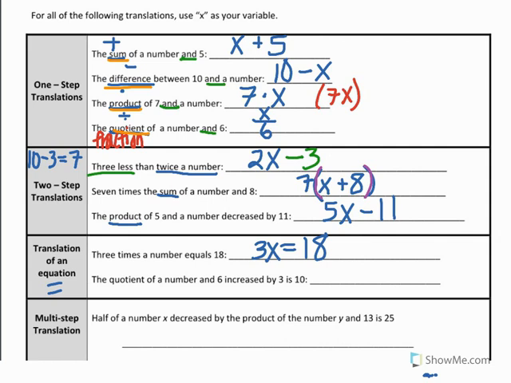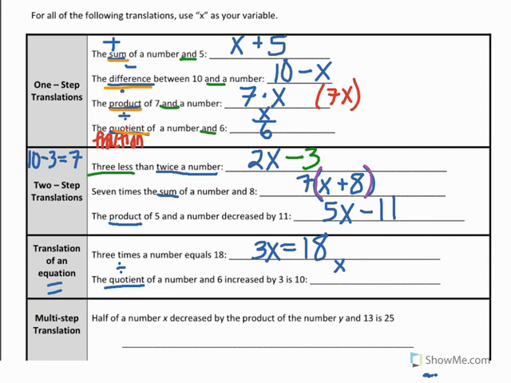Not too bad. But here, let's move on to the next one. This one has a little bit trickier of a feel. The quotient is another one of our key words. That's our division. We're going to write a fraction for that. The quotient of a number and 6 is increased by 3 is 10.